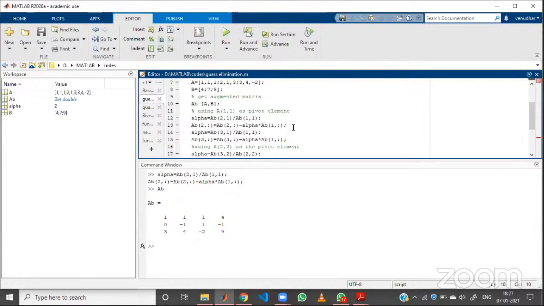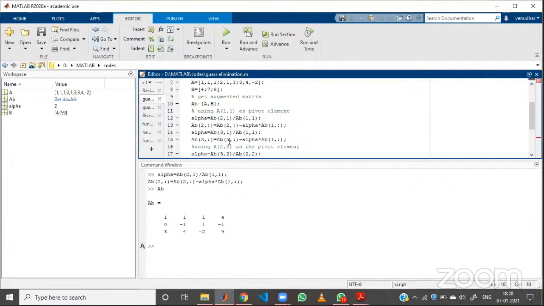For this the alpha will be different. What will be the alpha? Alpha will be A3,1 divided by A1,1. For every row, what we used to do previously in class 12th, we used to find the alpha so that the elements below it become 0. Likewise, it is also Gauss elimination, but it is more appropriate.